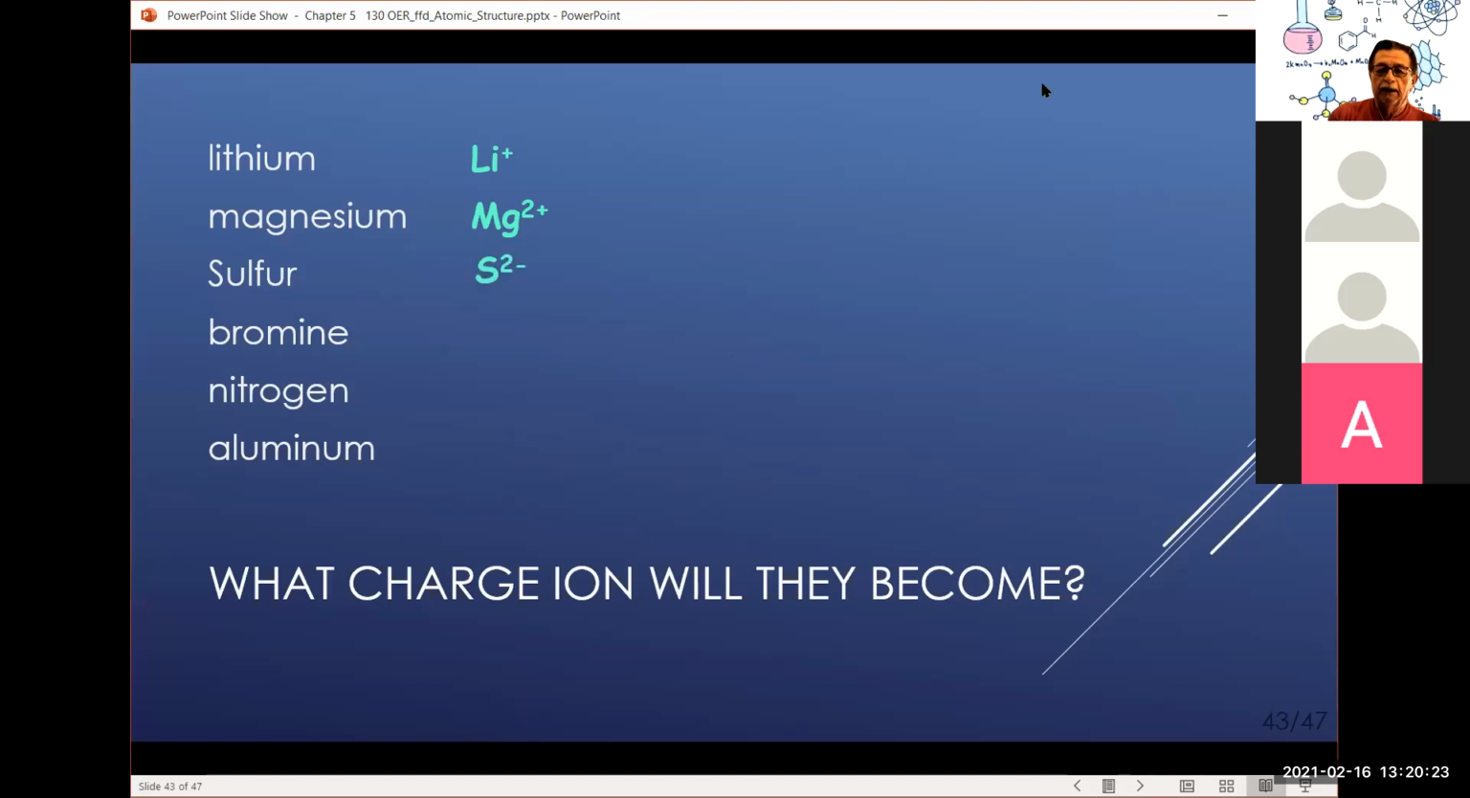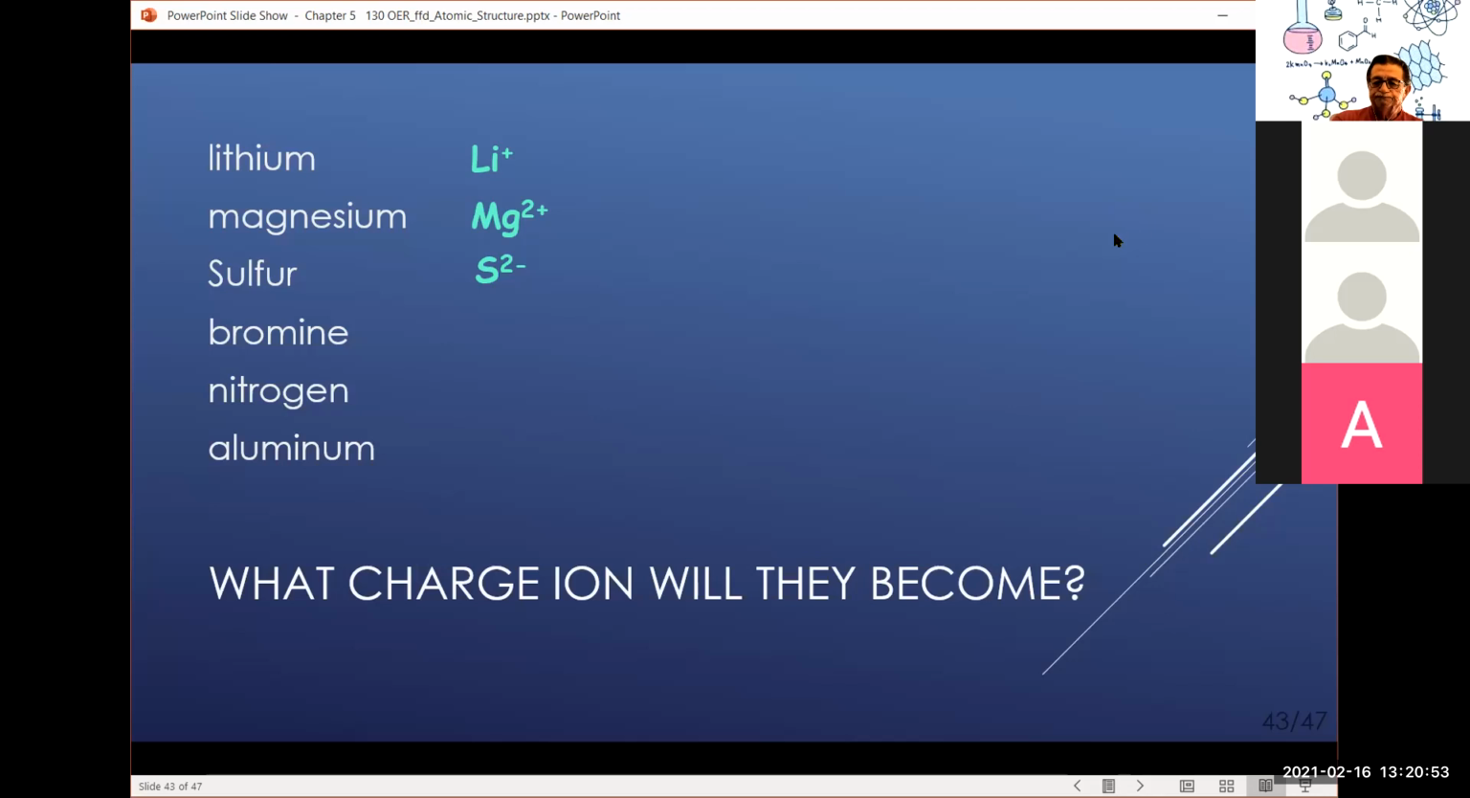For sulfur, we'll come back to the naming in a minute. Notice that when I talked about lithium and magnesium, I just kept the name. I just say lithium ion or magnesium ion. Prior to that, it is the lithium atom or the lithium element. With sulfur, we change the name to sulfide, but we'll come back to that.